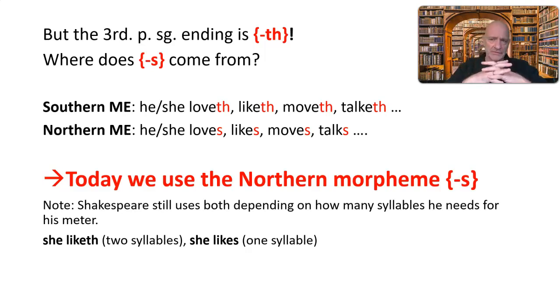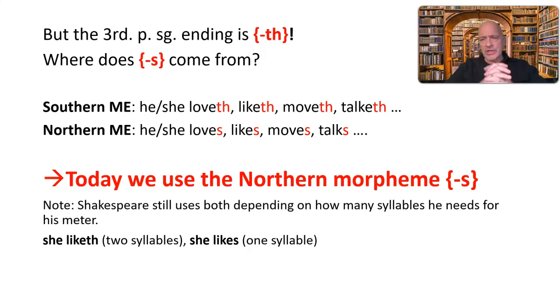The palatal fricative is the Northern English variety. And what we do today is we use the Northern English morpheme, s, not th. We use that one, and you can see this in Henry VIII, for example. He is still very consistent, only using the th in his love letters to Anne Boleyn and so on.